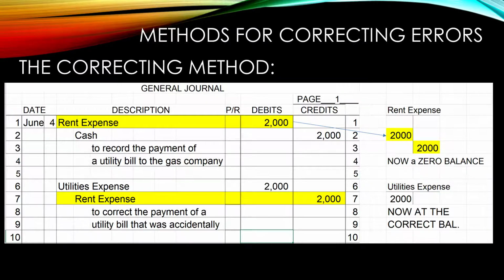This will catch the attention of the auditor. As you learned in class, expenses are always debited. So the fact that there's a credit to an expense may set a red flag out. That's why it's imperative that you leave a very good description of why the journal entry was made.